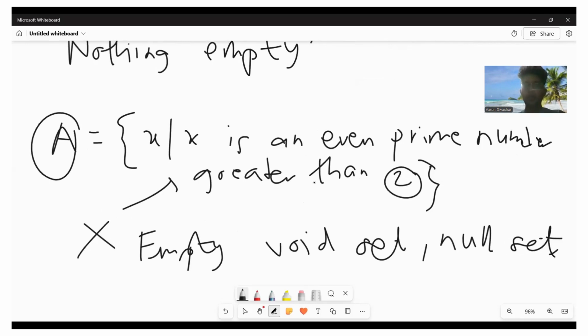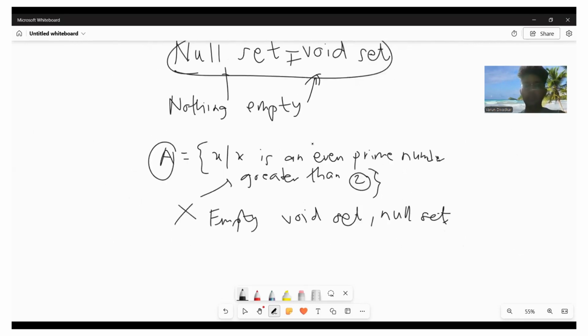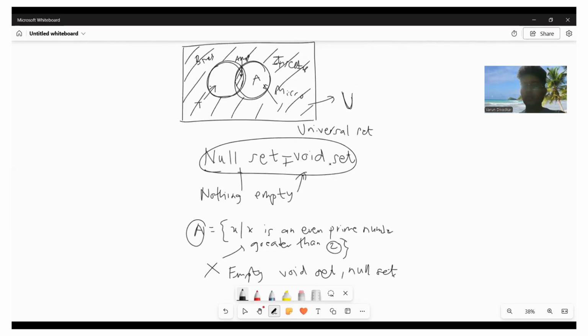So that's in short about set theory. There's a lot to this, but then this is a nice introduction for those people who were not familiar with this concept, or like those who were finding it hard to grasp this concept.